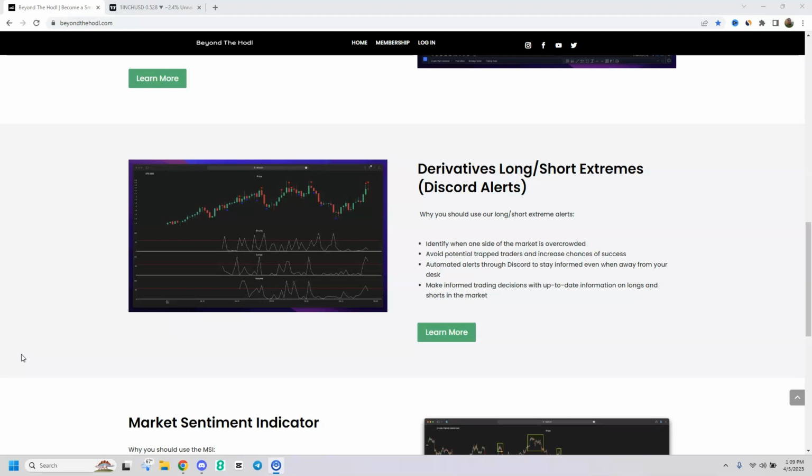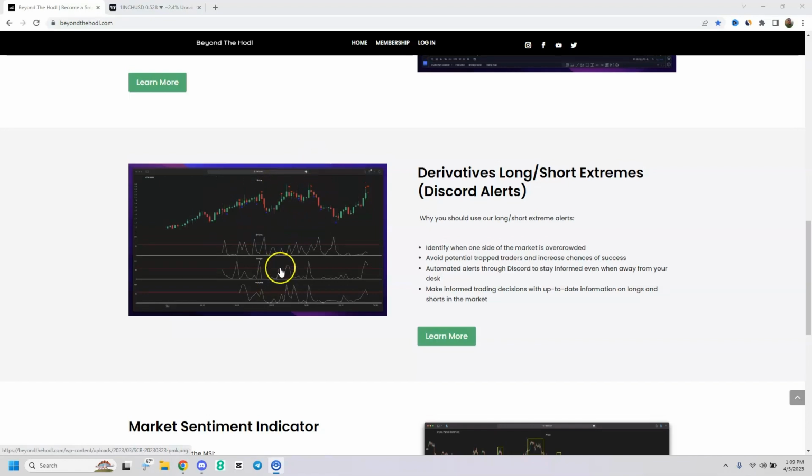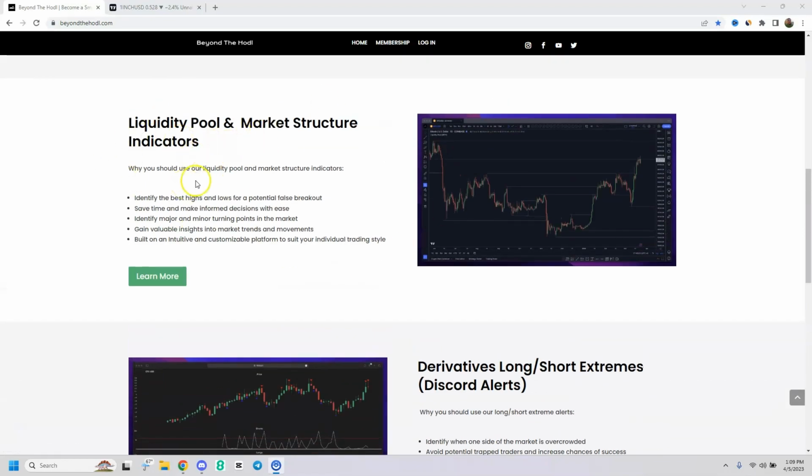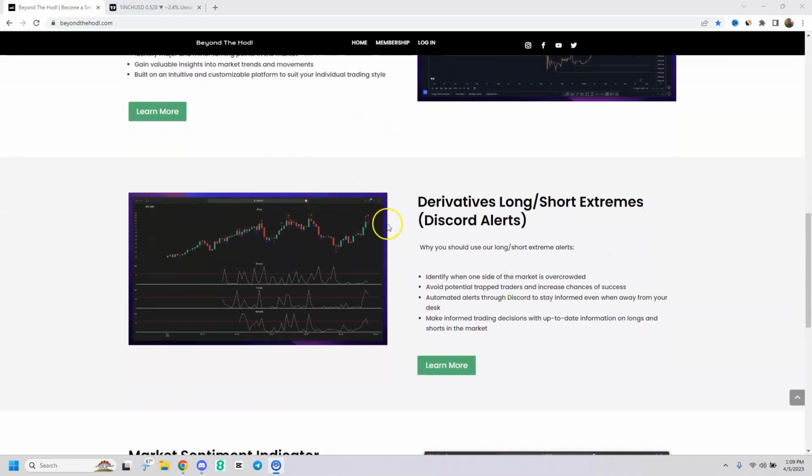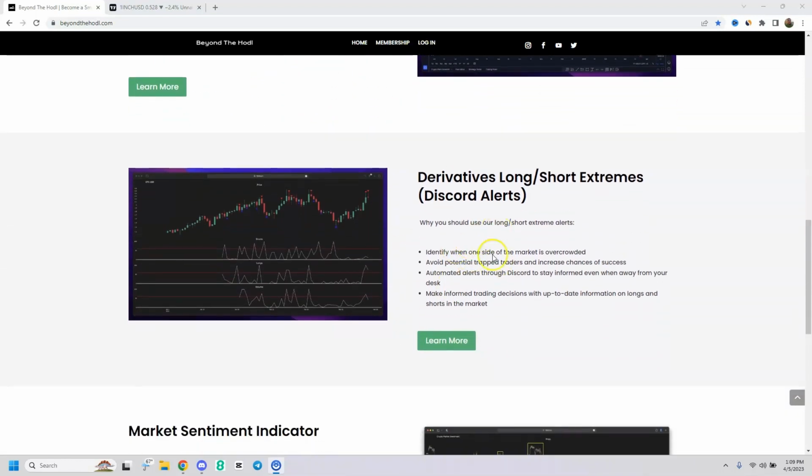These are our Discord alerts, and essentially I want to walk you through this quick overview so you know what it is, sort of how to use it, and what you should be expecting when buying this product. Now remember that this is not a standalone product. It comes with the liquidity pool, market structures, and indicators, which I'll be making a separate video on as well, but we'll keep this one just to the Discord alerts.